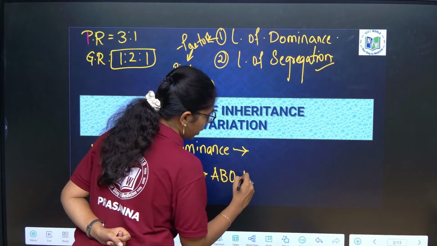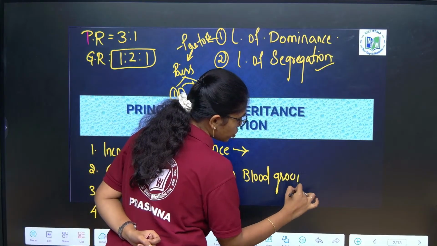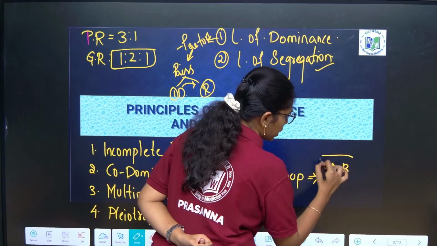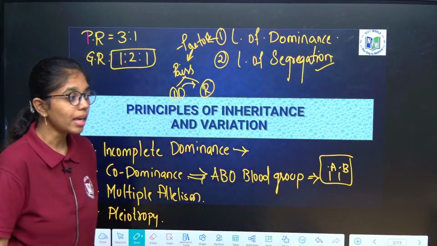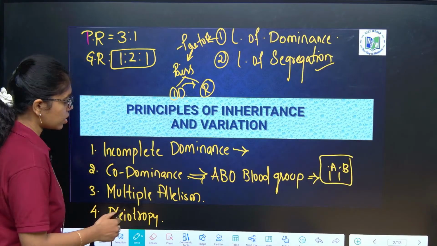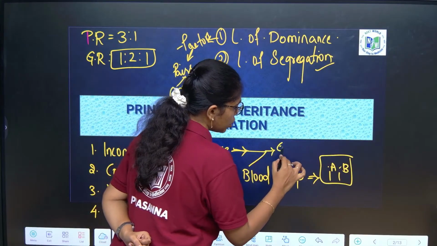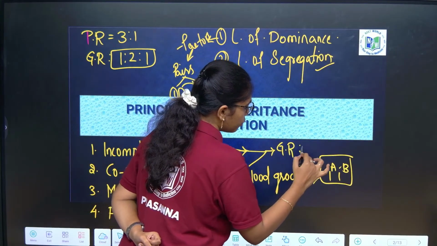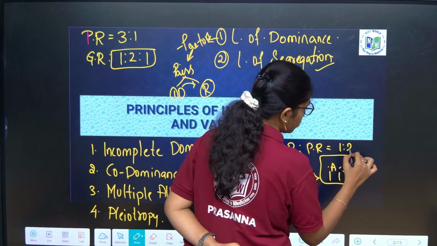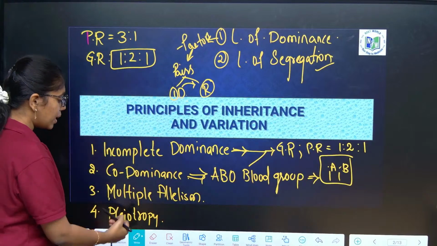Codominance example, what have we learnt? ABO blood grouping. In that, IA and IB combination of blood group shows codominance, wherein both of them are dominant to each other. Amongst these two, what is the genotypic ratio and phenotypic ratio? 1:2:1.